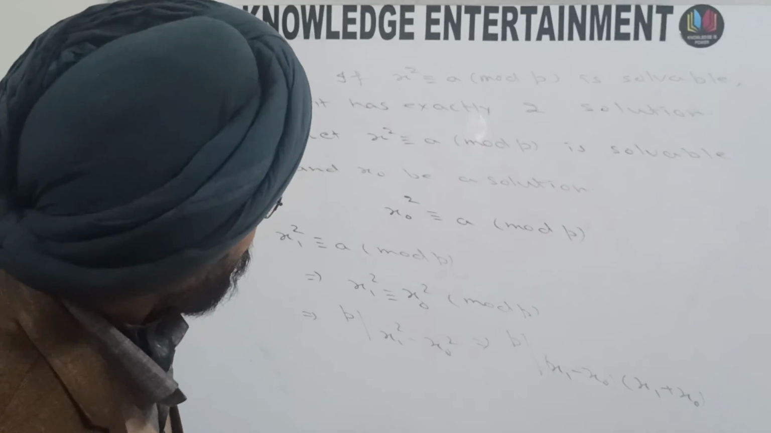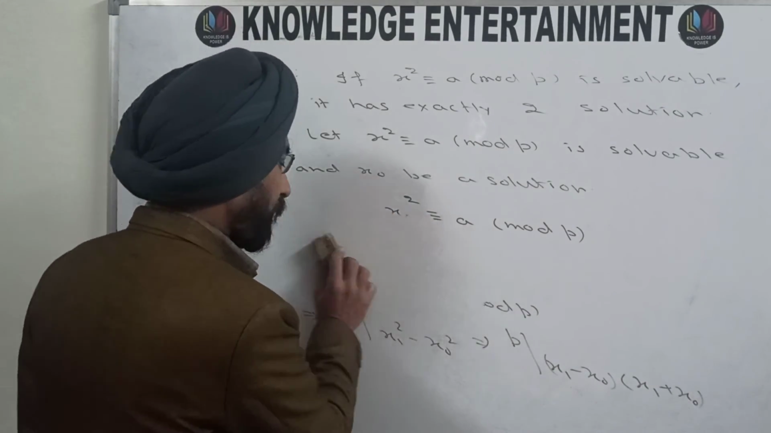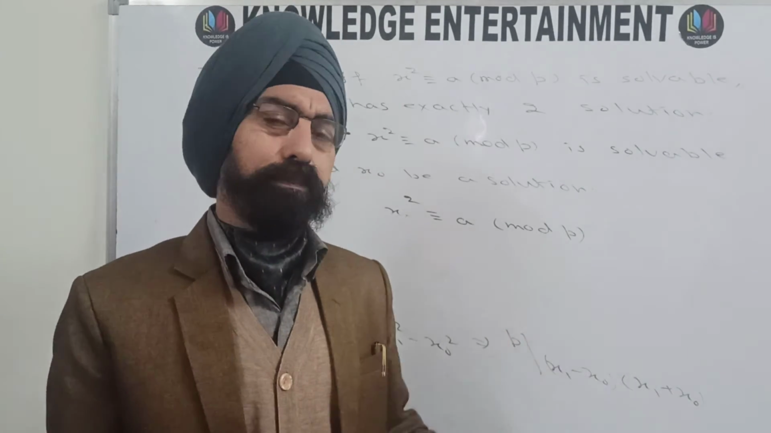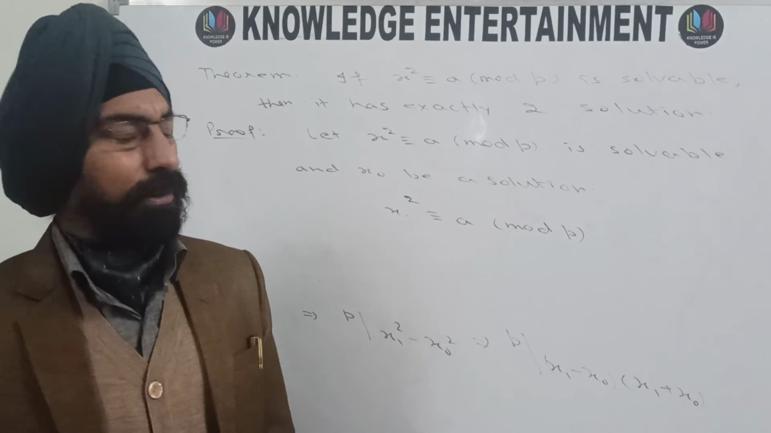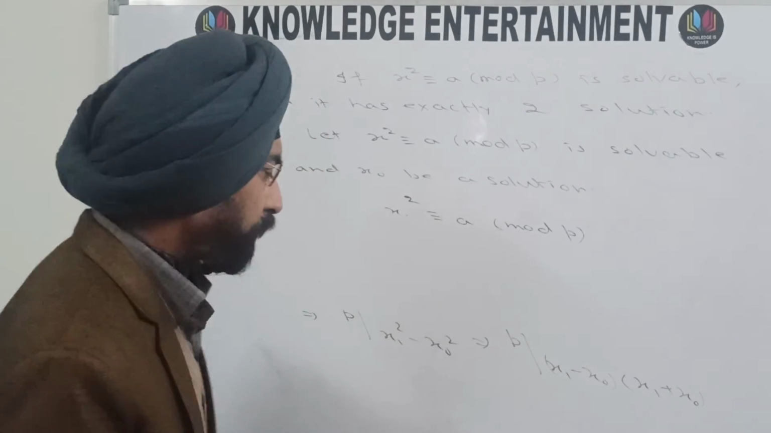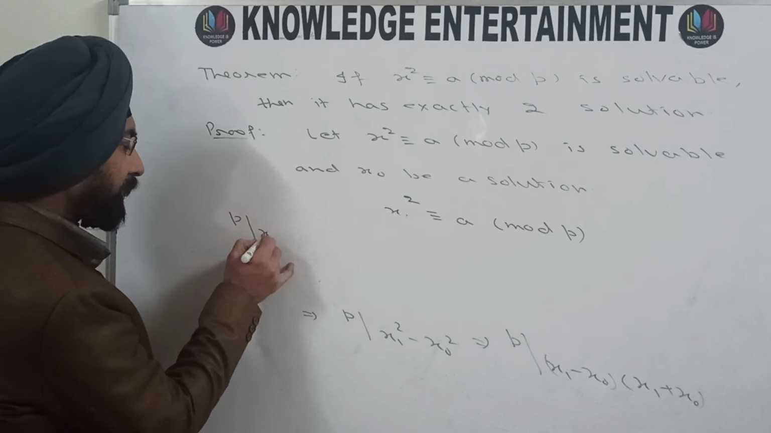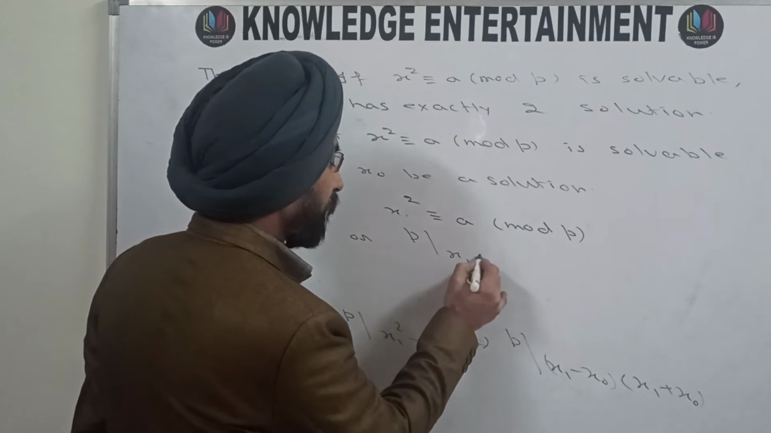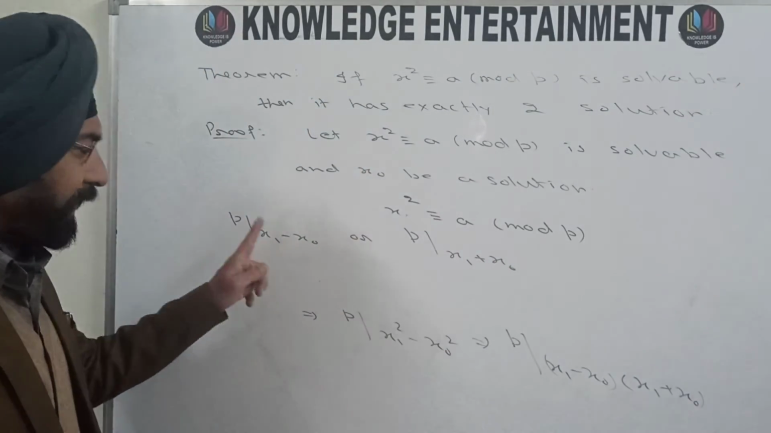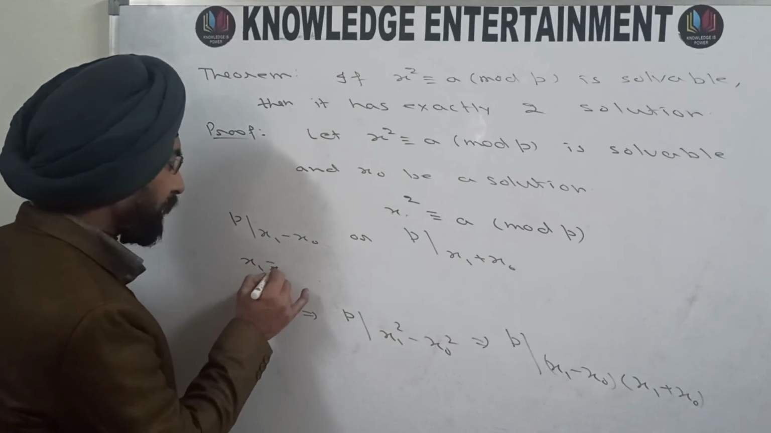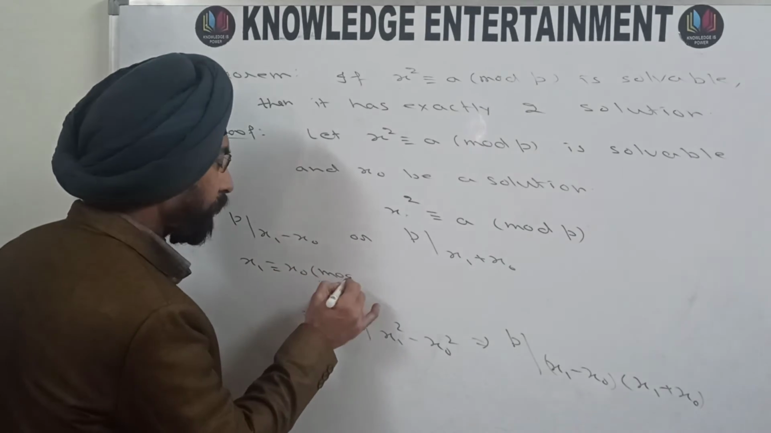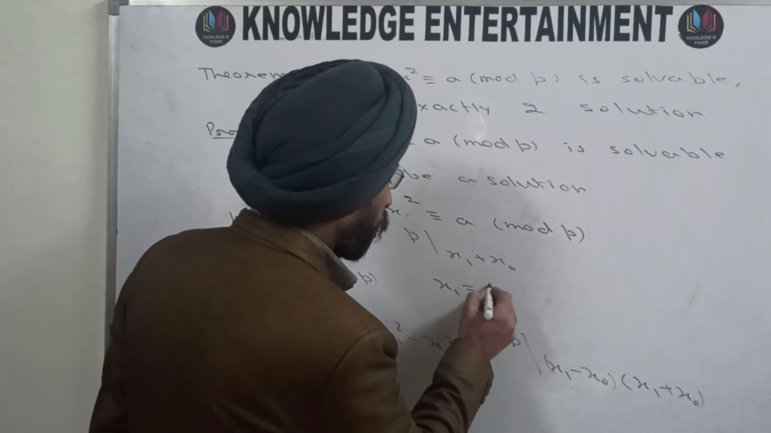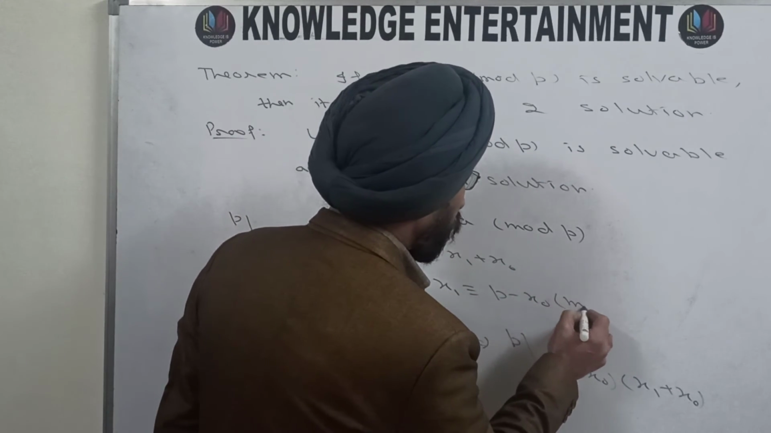So this means, once again, here p is a prime number. If p divides ab, then p either divides a or divides b. So that means p divides x1 minus x0 or p divides x1 plus x0. If p divides x1 minus x0, then x1 is congruent to x0 modulo p. And if p divides x1 plus x0, then x1 is congruent to p minus x0 modulo p.